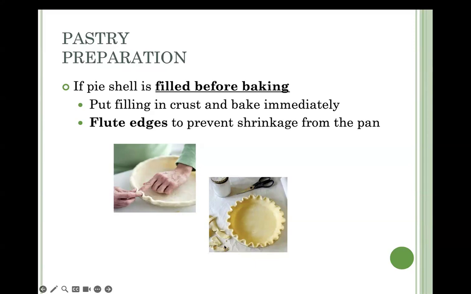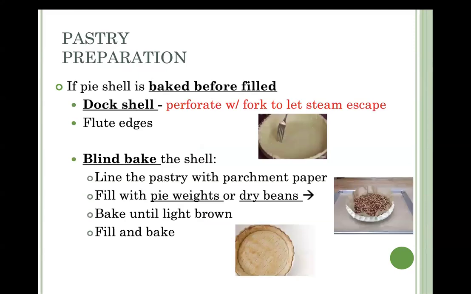What basically this process is to prevent shrinkage, all right? When it goes into the oven, the liquid is going to come out, the fat is going to melt, the pie crust is going to get a little bit smaller. This basically anchors it to the side of the pie dish. If the pie shell is baked before filling it, you want to make sure you dock the shell.